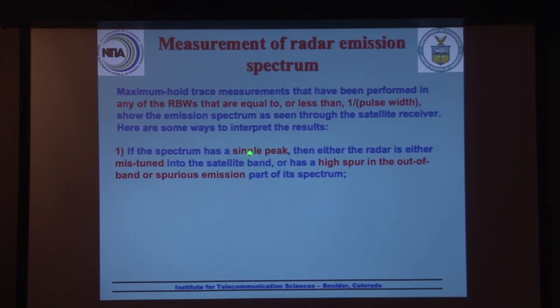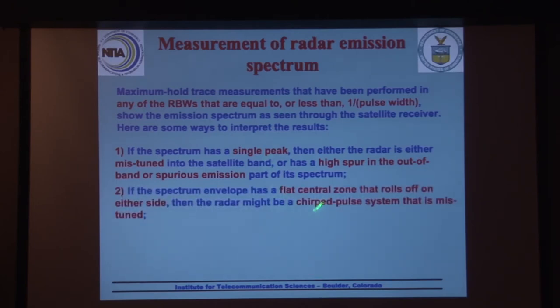If you see a single peak right there in the satellite receiver, which, for example, we saw on the example way back about 20 minutes ago, then there's a good chance that they simply mistuned it up into the satellite pan. Or it's a really, really high spur in the out-of-band or spurious emission part of the spectrum.